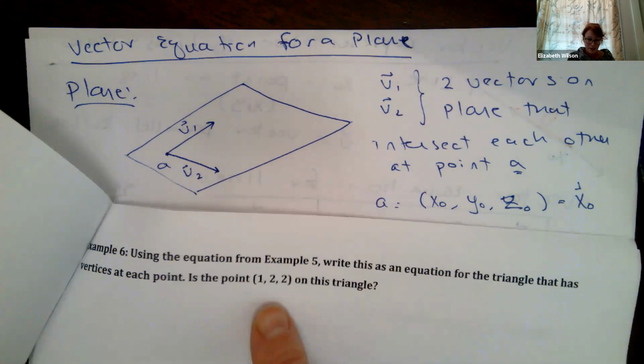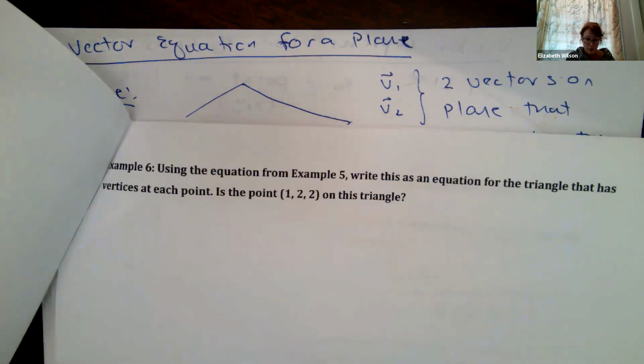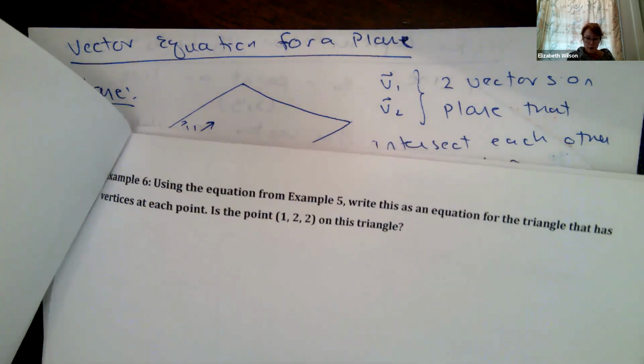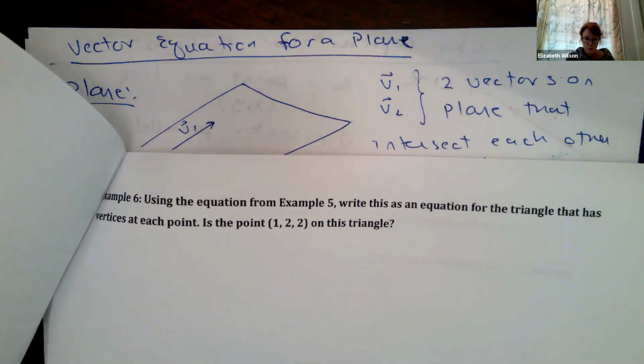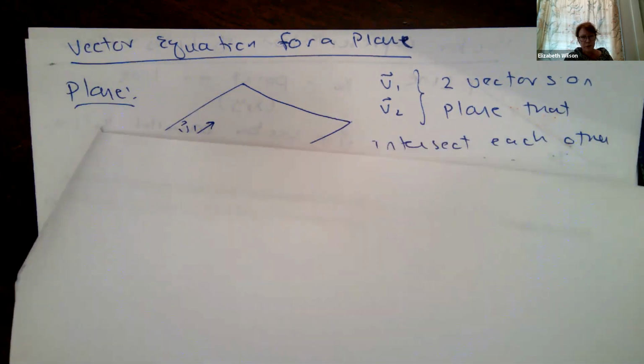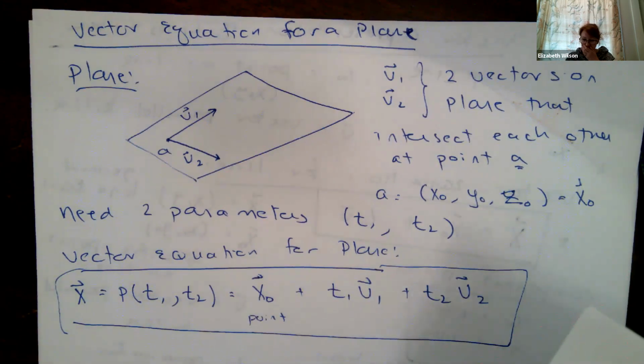Okay. And then, I'm sorry, I actually did do the example. So example 6 is that point 1, 2. It says on this triangle. We're going to talk about the triangle in a later chapter section, so don't worry about it just yet. I don't want to confuse you at this point. Okay, so chapter 1.2, we come up with vector equations for a line and a plane.